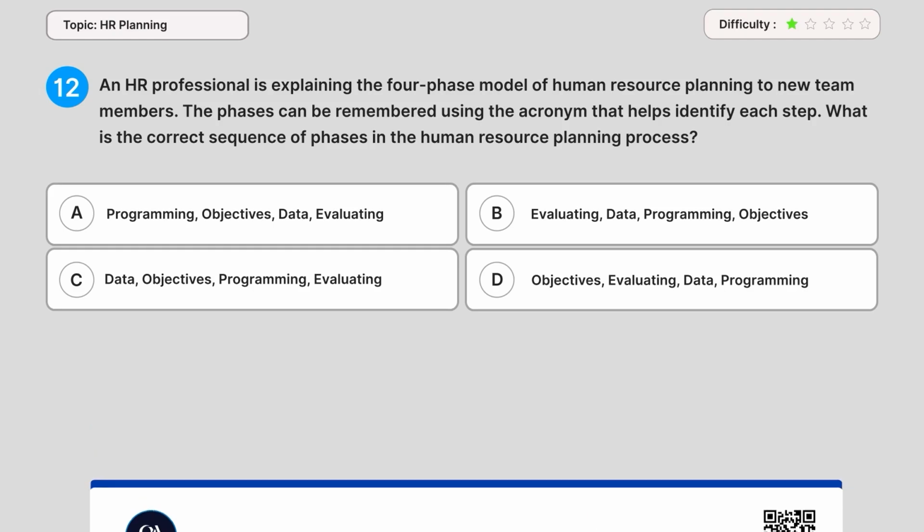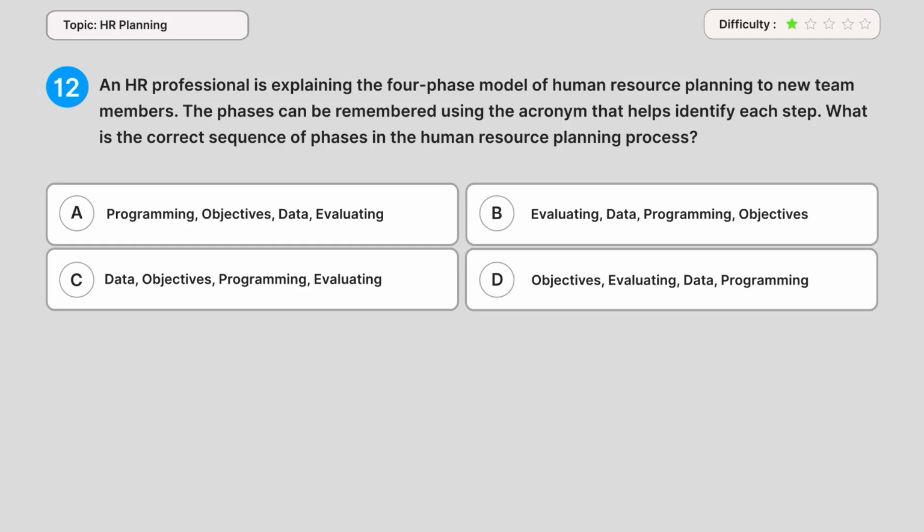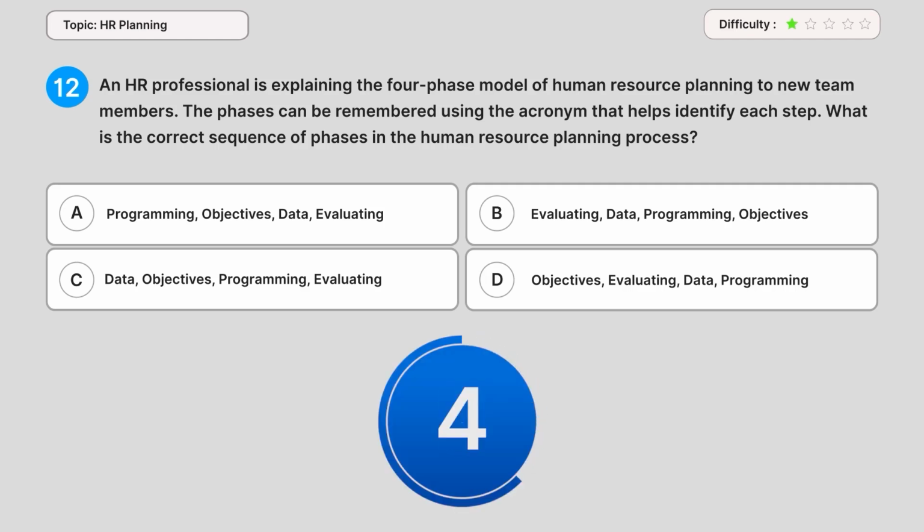A. Programming, objectives, data, evaluating. B. Evaluating, data, programming, objectives. C. Data, objectives, programming, evaluating. D. Objectives, evaluating, data, programming. Can you guess the answer?